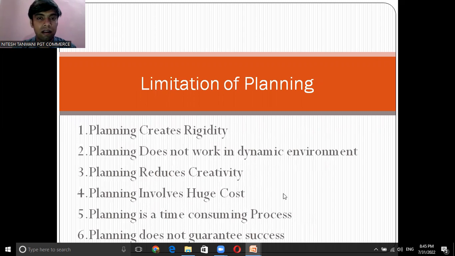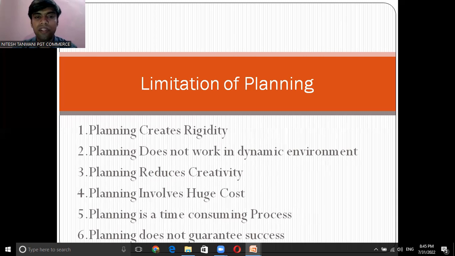Next are the limitations of planning. What are the limitations? Planning creates rigidity. Once a plan has been made, employees have to follow it completely and blindly. If there are some environmental changes, it is still fixed, rigid. It makes us rigid.